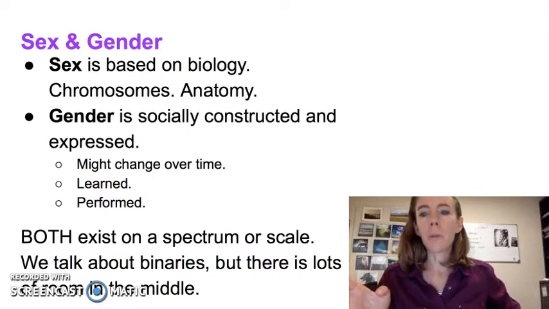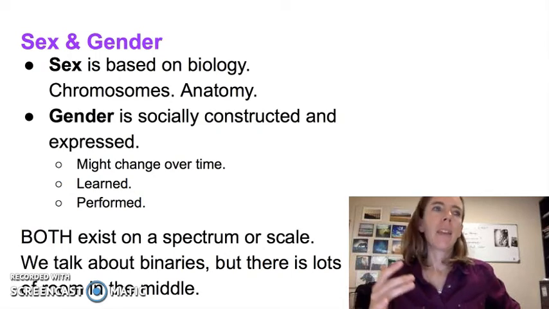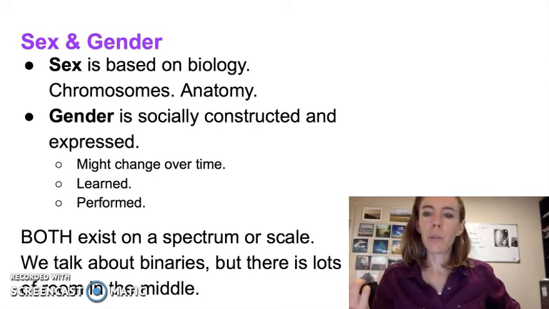There are some people whose DNA is not as simple as XX or XY, and some people for whom it's so much more complicated than that. Those two chromosomes aren't even the only determining factor in your biological sex. There's all sorts of different anatomical presentations.